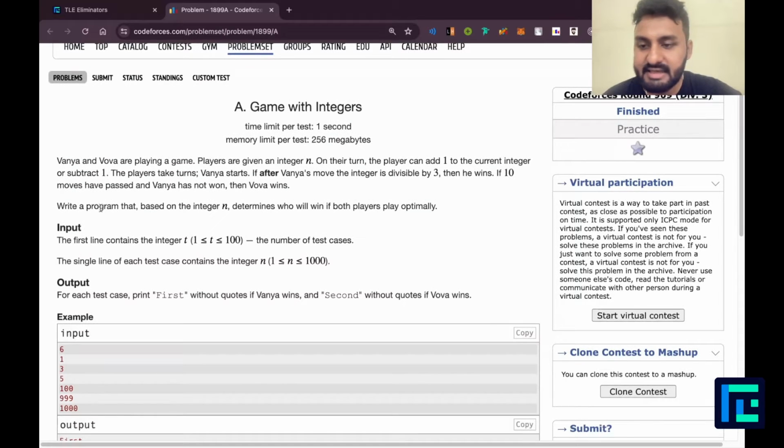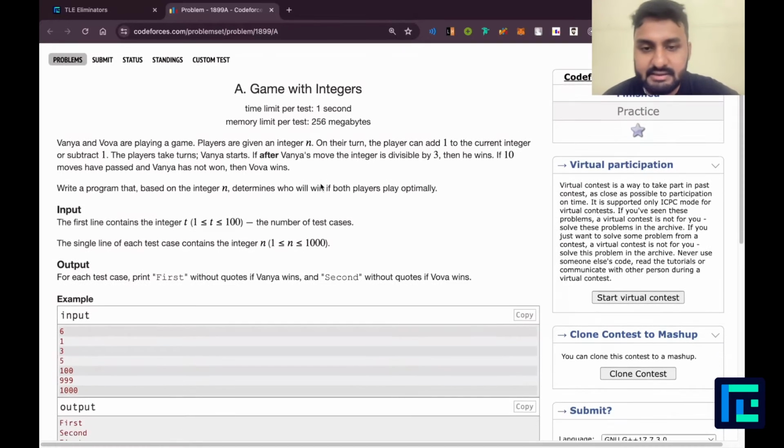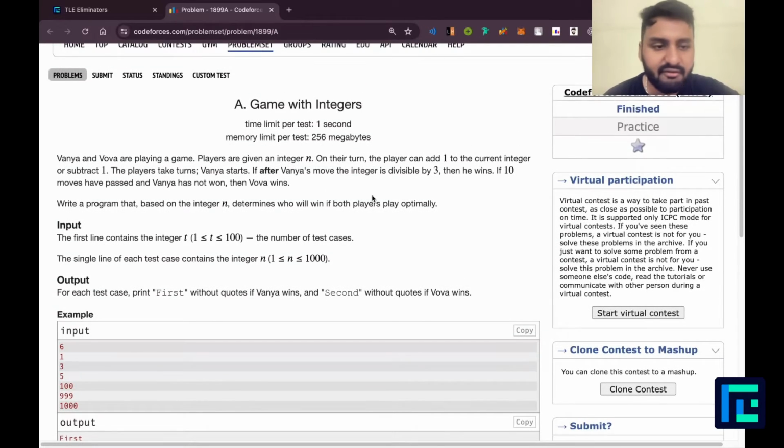Alright. So they are saying write a program that based on that integer n determines who will win if the players play optimally. So this is a very important sentence. Players play optimally. When they write such a sentence, what they mean by this is simply the players want to win. So Vanya will play in such a way that she wants to win, and Vova will also play in such a way that he wants to win. Alright. So that's the whole problem itself, a very short statement.